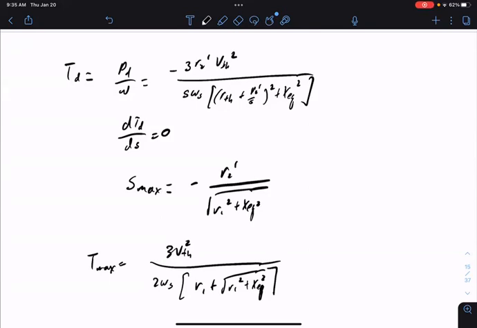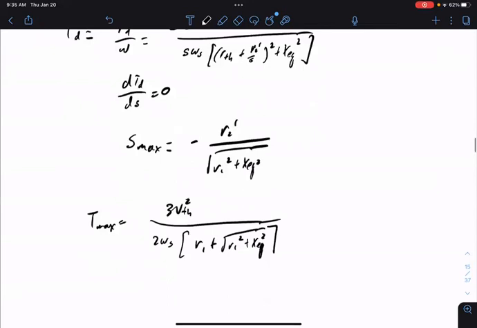Right, so you look at the maximum torque, this expression, this equation, R2 prime is somehow not in this equation. What happened to R2 prime? Why is the max torque just independent of R2 prime? So if you do the calculation, this is the number that comes out. But again, intuitively, why? Why is R2 prime not showing up in this max torque equation?